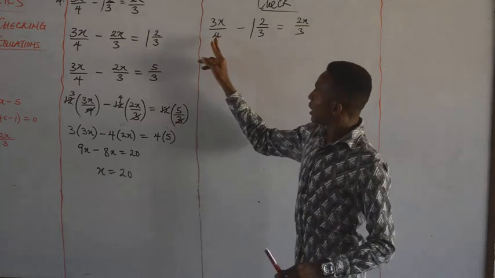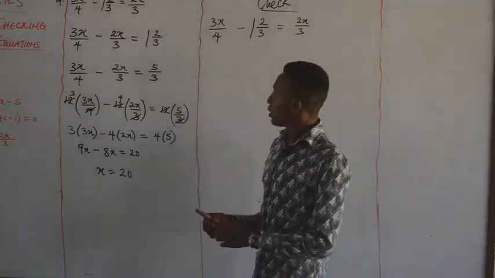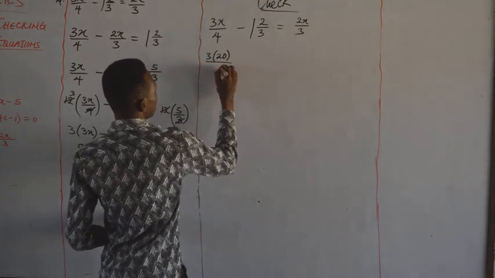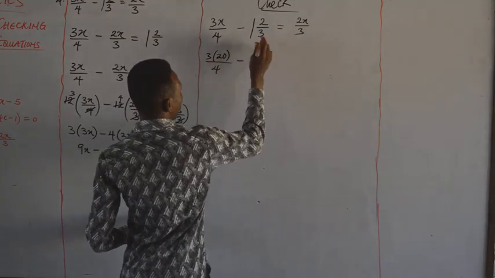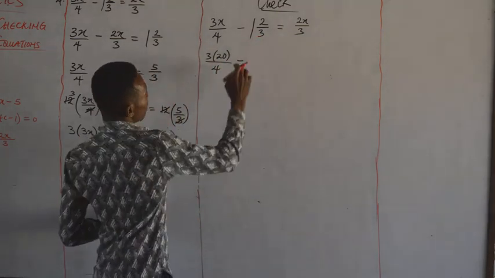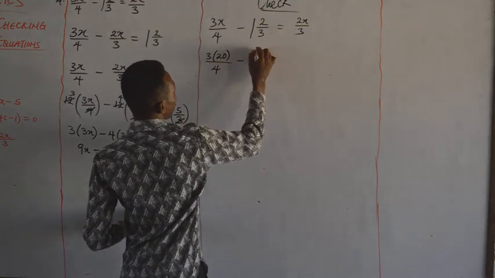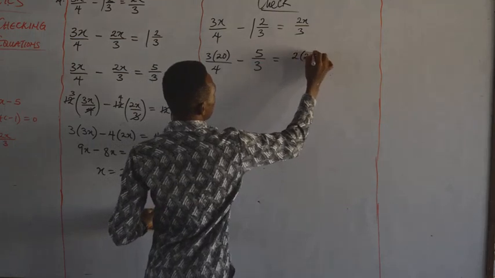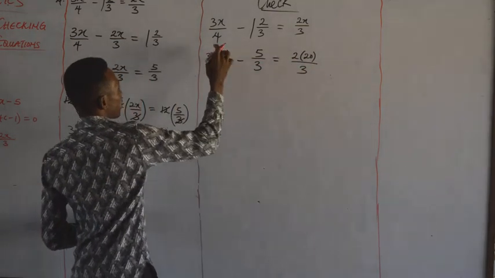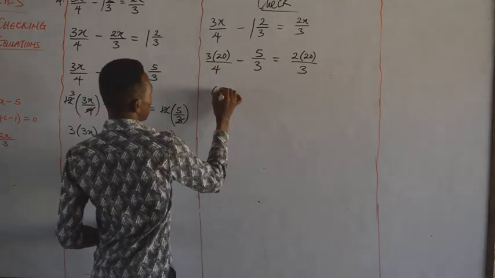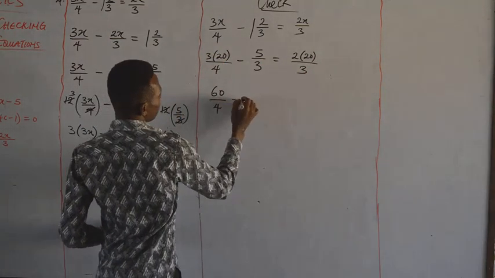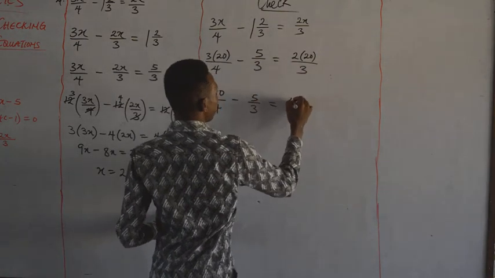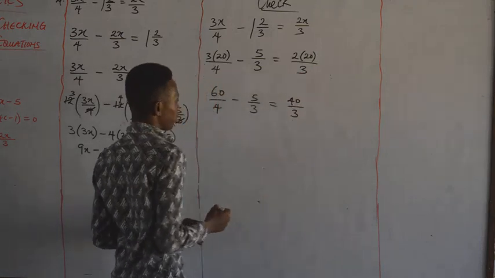That means anywhere I see x here, I'll replace it by 20. So this now becomes 3 into bracket 20 all over 4 minus, I can change this one directly now instead of me wasting time, 1 times 3 is 3 plus 2, 5 all over 3, everything equals 2 into bracket 20 all over 3. 3 bracket 20, that's 3 times 20, that gives us 60 divided by 4 minus 5 over 3 equals 20 times 2, 40 all over 3.